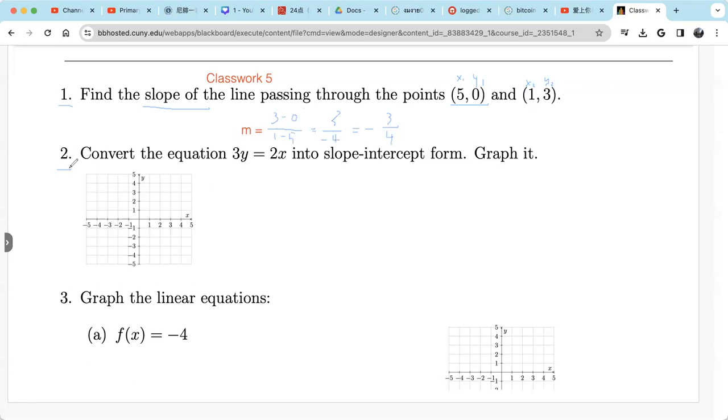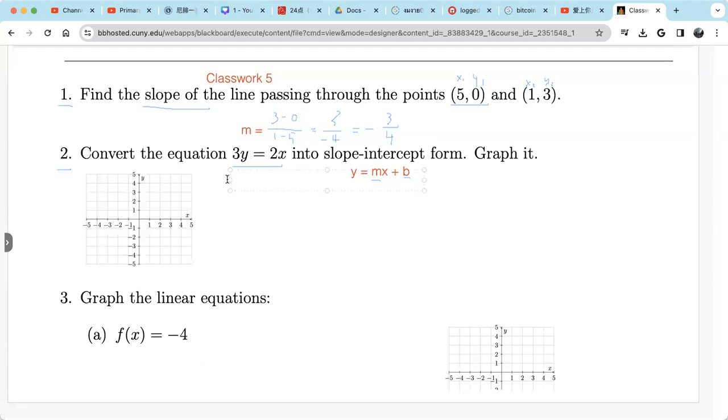Let's see 2. We want to convert this equation into slope-intercept form. Remember, what is the slope-intercept form? y equals m times x plus b, right? So m is the slope, and b is the y-intercept. So that's why this form gets the name slope-intercept form.